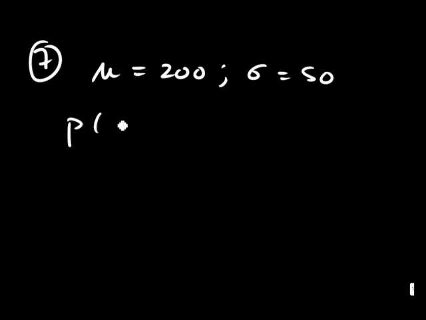Number 7. The mean here, mu, is 200, with a standard deviation of 50. Now, X is normally distributed. X represents the ratings. So in question 7, they want to know, what's the probability someone has a rating between 200 and 275?